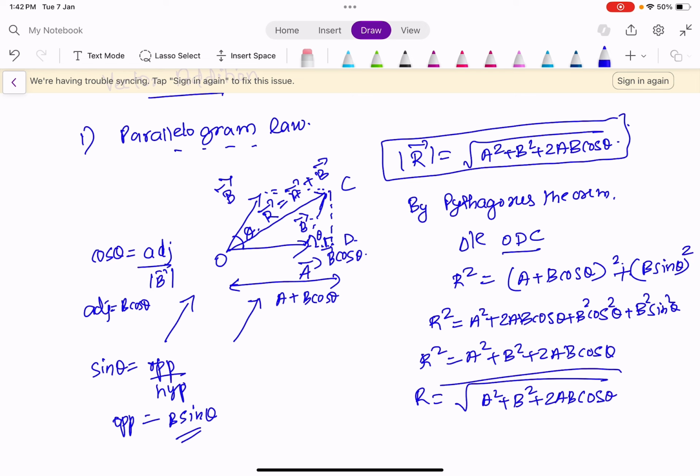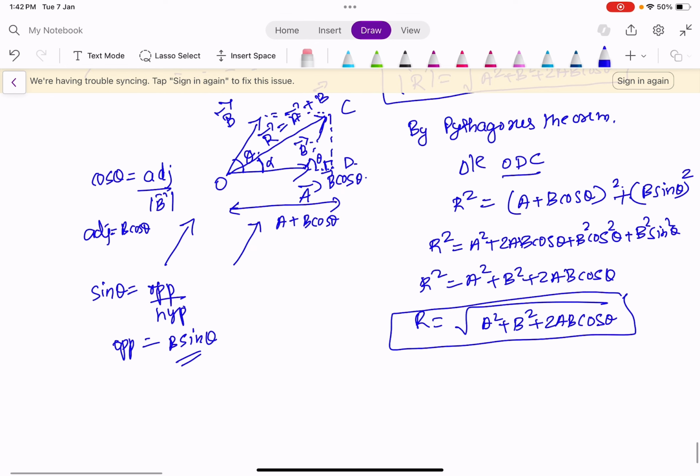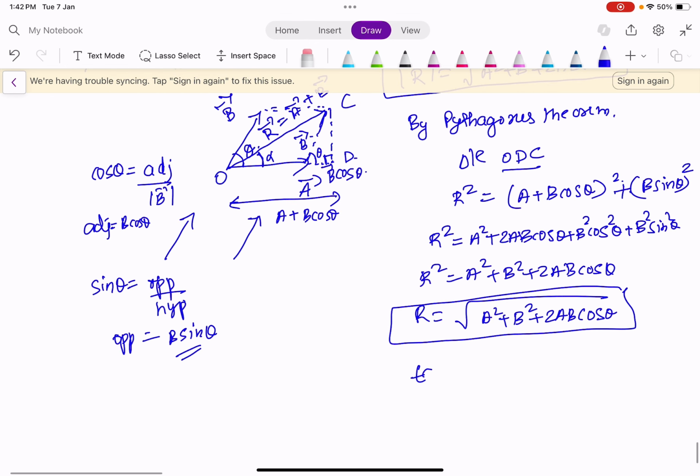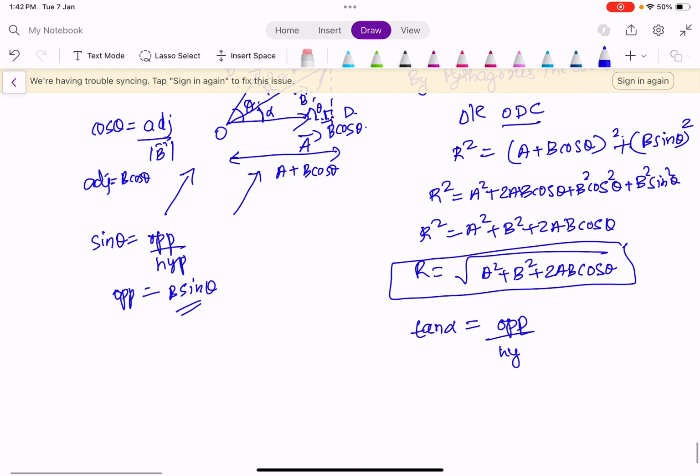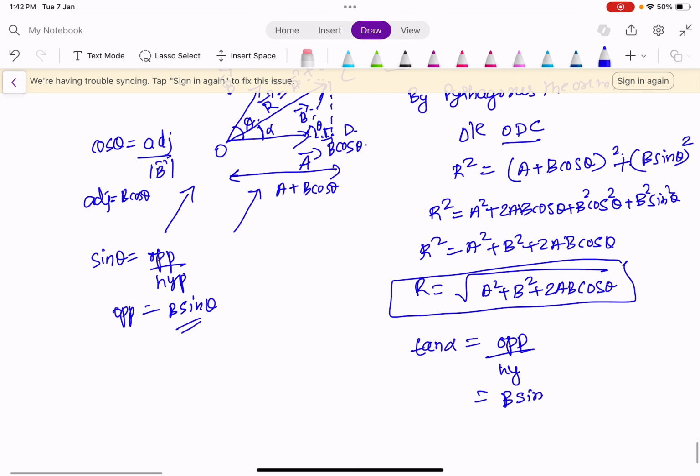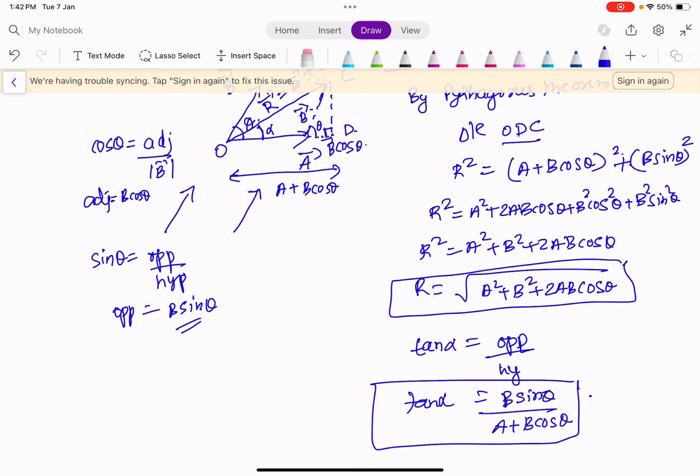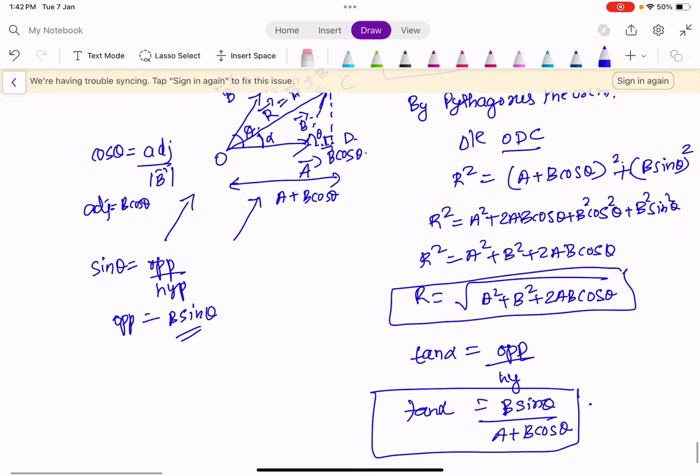This is the resultant. And if alpha is the angle made by the resultant with the horizontal, we can calculate tan alpha. Tan alpha is opposite side by adjacent side. What is the opposite side? B sin theta, divided by a plus b cos theta. This is the angle made by the resultant with the horizontal. So this we need to know.